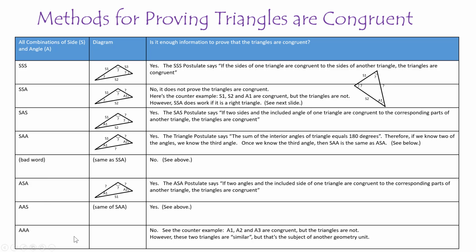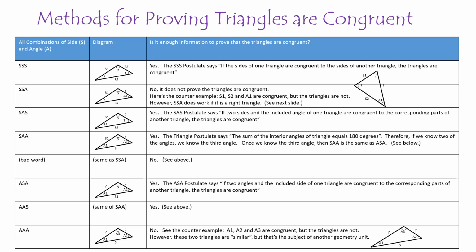And then the final one is angle, angle, angle. And the answer is no. And the reason is because you can know the three angles, but the triangles may not be congruent. They could be bigger or smaller, but they all have the same angles, but they are not the same triangle. They are not congruent triangles. However, when two triangles have all the same angles, they're called similar. But that's a separate subject and another geometry unit, so we're not going to talk about that here.